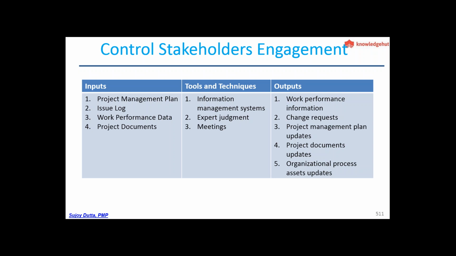Now, control stakeholder engagement. These are the inputs: the project management plan, then the issue log, work performance data, project documents. Tools and techniques are the information management systems, then your expert judgment, then your meetings. Work performance information is the output. Okay, and change requests in the engagement level, if required, and project management plan updates, project document updates, and organization process updates.